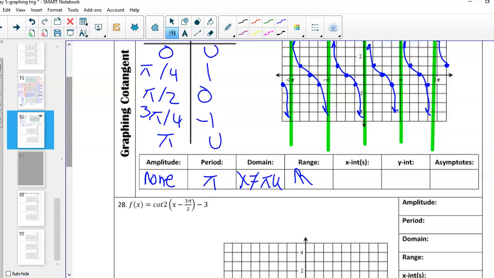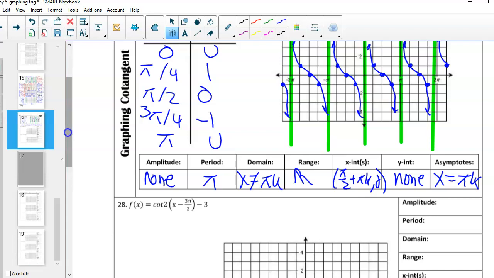Here, our x-intercepts fall on all of our multiples of pi over 2. So pi over 2 plus pi k. Every odd multiple of pi over 2. In this case, we don't have a y-intercept because of our asymptotes. And then x equals pi k are our asymptotes. Does your domain say x doesn't equal pi what? Pi k.